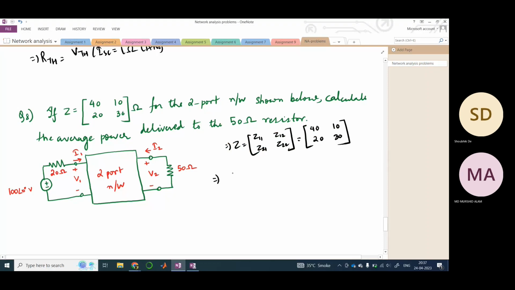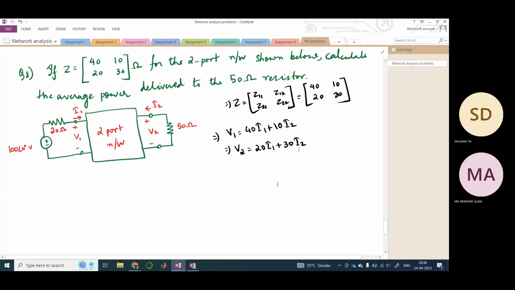So this would be V1 equal to 40 I1 plus 10 I2, and V2 is equal to 20 I1 plus 30 I2. Right. So this is very important when you are doing any two-port analysis problem.